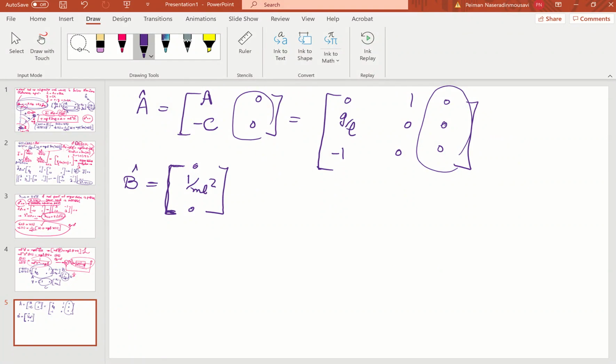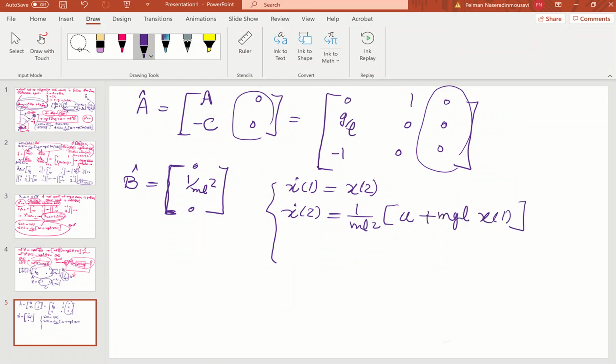Understand? Now, because your system is this, look here guys, after this, x1 dot is equal to x2, x2 dot, because I added to the order of the system, is 1 over ml squared u plus mgl x1, and zeta dot is r, the desirable input, minus Cx, where x is x1 and x2. See guys, x is x1 and x2.